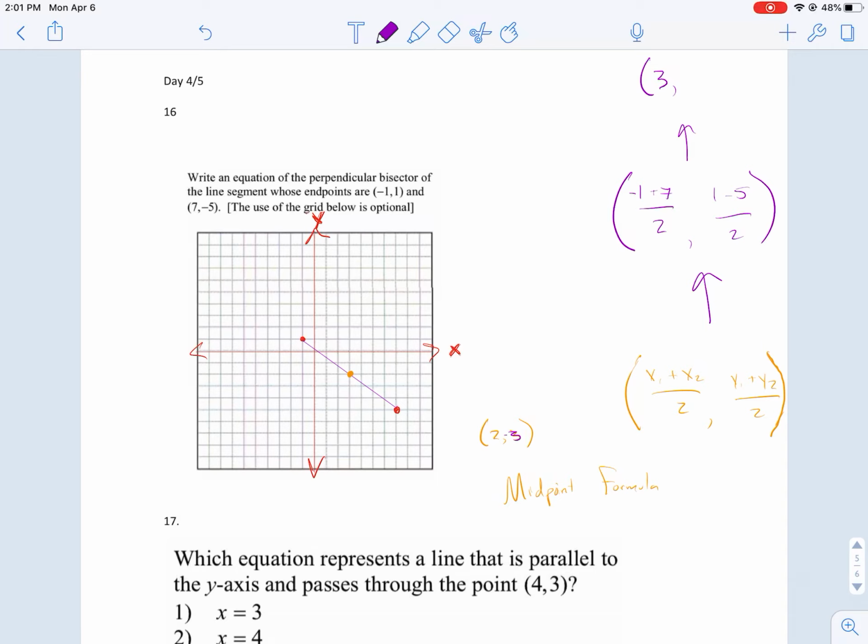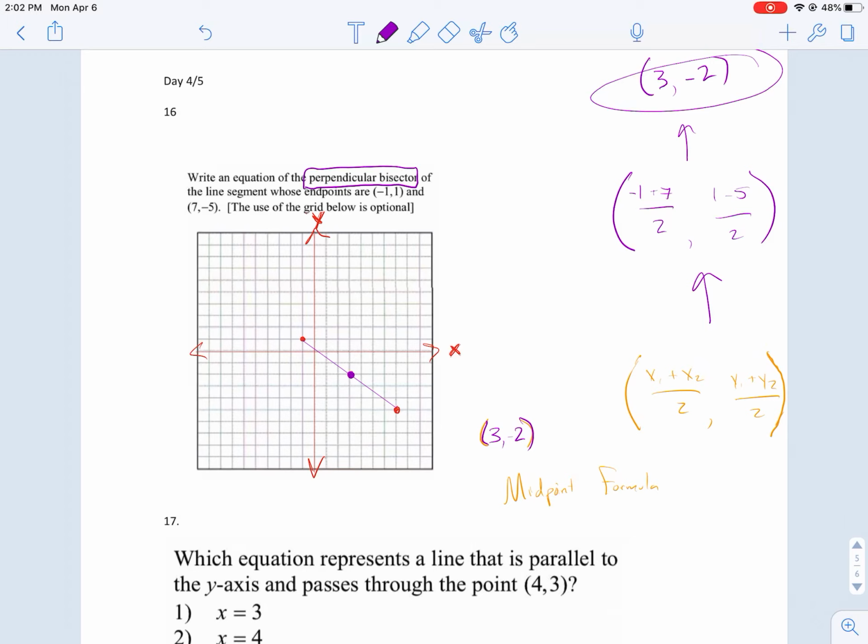6 divided by 2, which is 3. And, oh, I'm sorry, that's going to be -3, right? 2, -3. And then 1 minus 5 is -4. -4 divided by 2 is -2. Okay, so I apologize, guys. I actually had that written backwards. All right, so our midpoint is -3, comma -2.